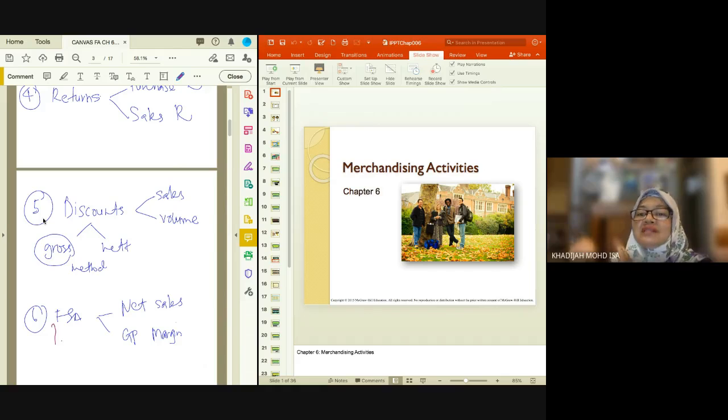And when you receive the discounts, here it is a revenue. So we call it discounts received. That is the first part.